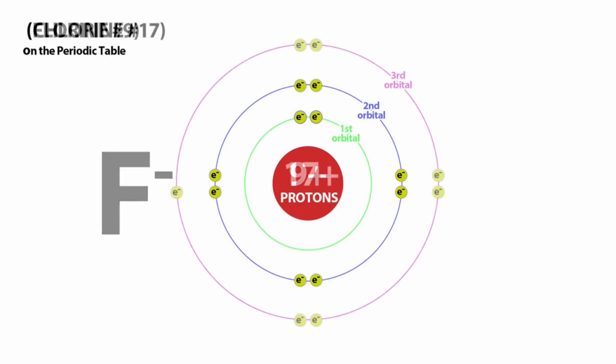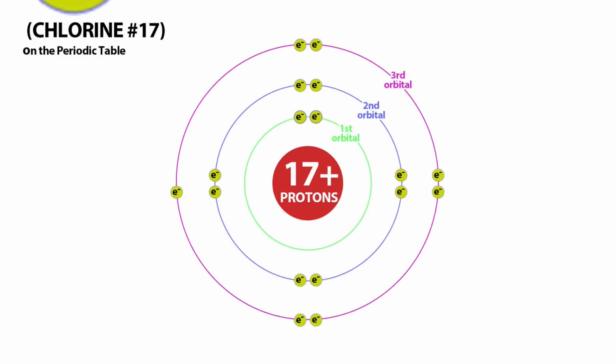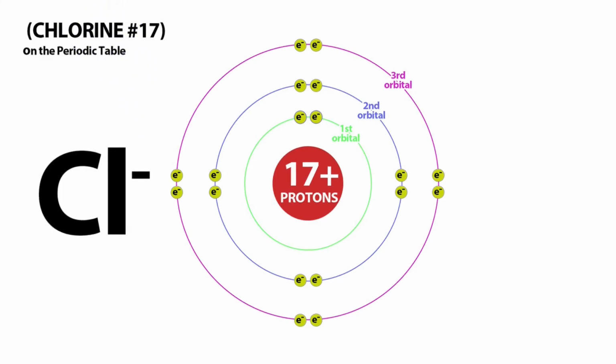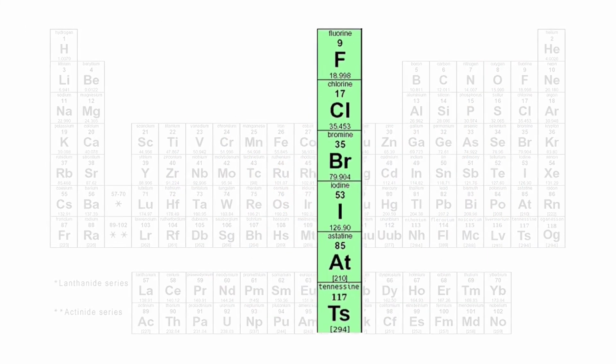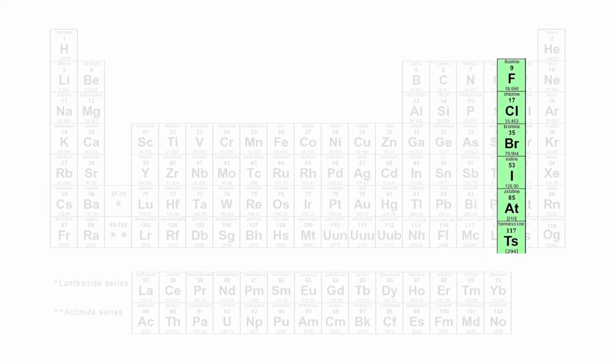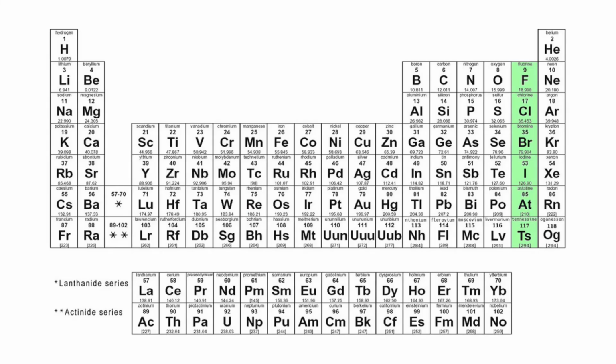Similarly, chlorine, number 17, needs 17 electrons to be neutral. With 1 more electron, it attains a stable electron configuration of 18 electrons but becomes negatively charged, a 1 minus anion. These atoms in the second last row, therefore, all become 1 minus ions because they all need 1 more electron to attain a stable number.